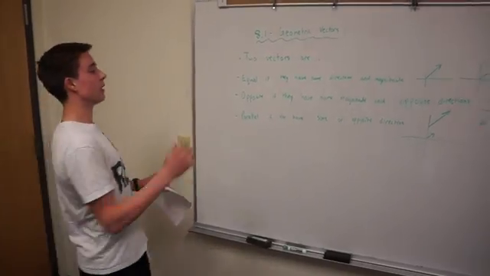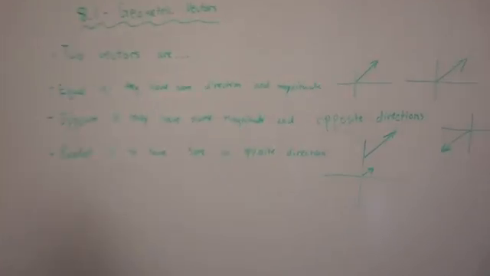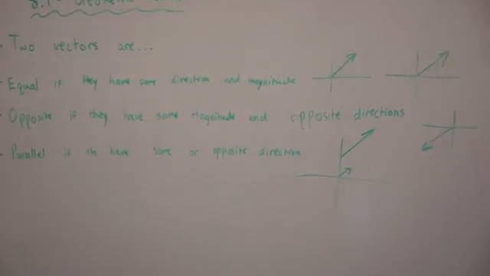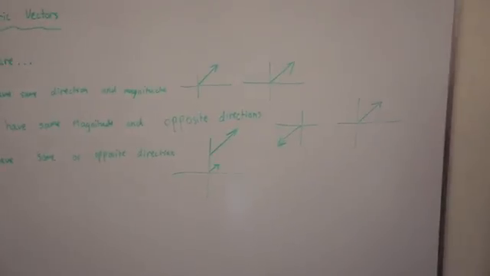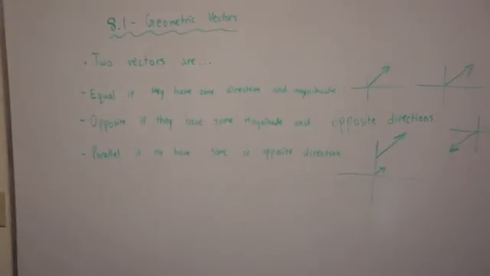Two vectors are equal if and only if they have the same direction and magnitude, like these two. They are opposite if they have the same magnitude in opposite directions. And they're parallel if they have the same or opposite direction.